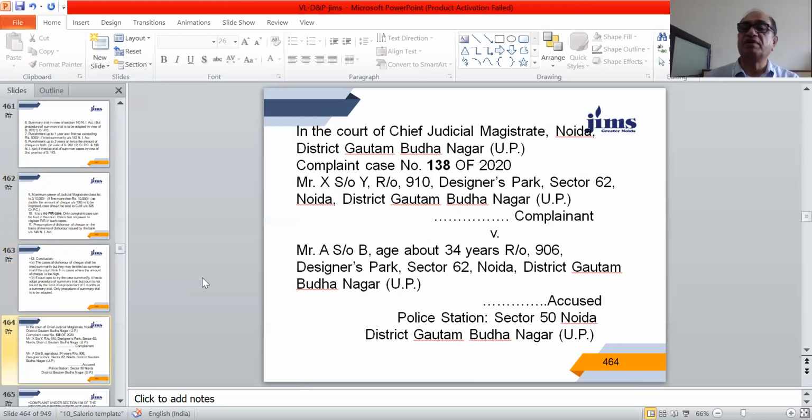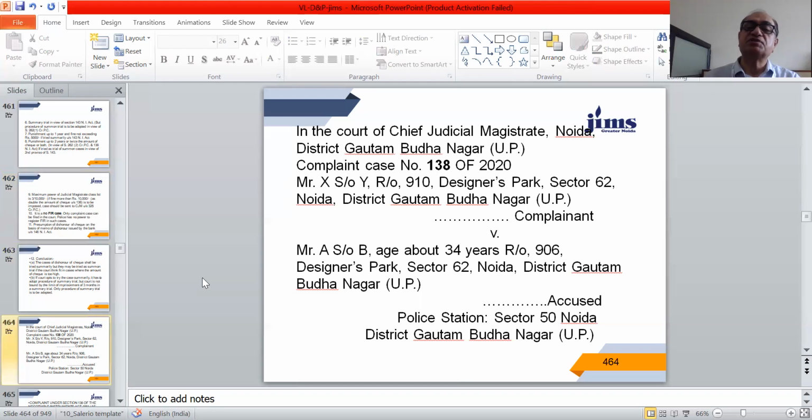So dear students, now we have a complete summary of sections 138 to 146 of the Negotiable Instruments Act. Keeping in mind all these provisions, we have to draft a criminal complaint in the Court of Judicial Magistrate Class 1 under section 138. As usual, you will have to choose the name of the court first of all. In this illustration, the court I have chosen is the Court of Chief Judicial Magistrate, Noida, District Gautam Buddha Nagar, UP.